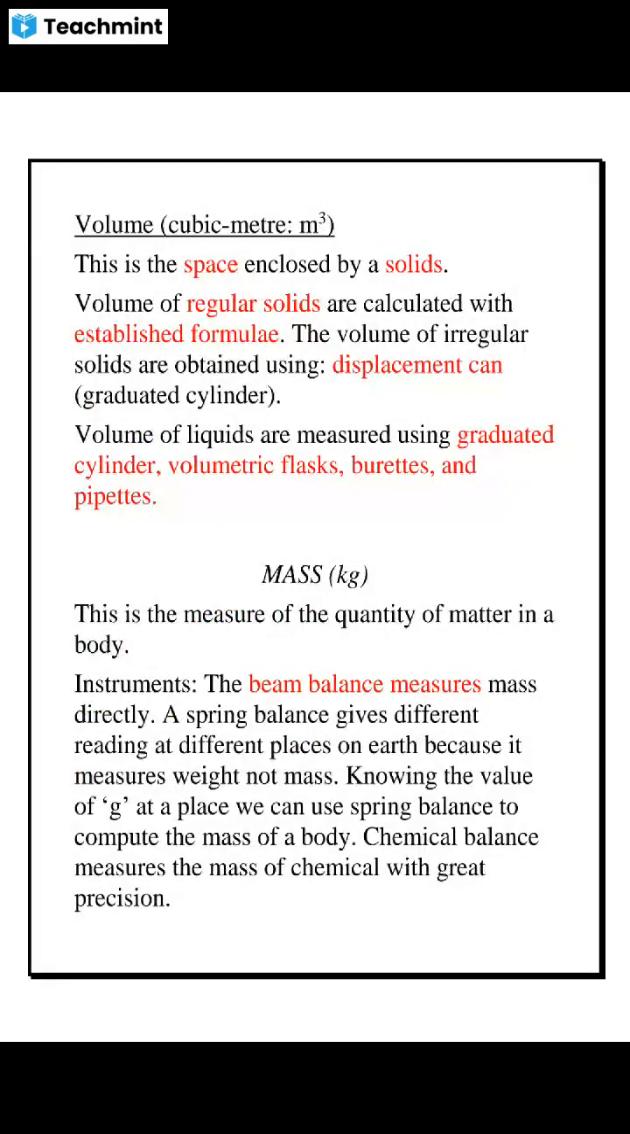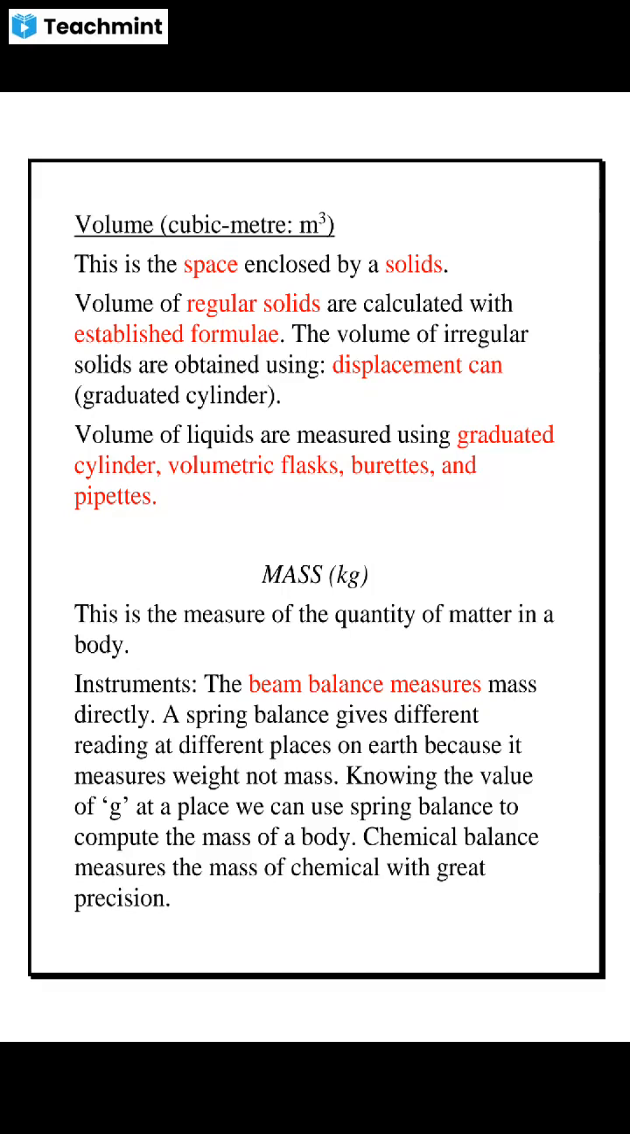Volume is the space enclosed by a solid, that is, a three-dimensional shape. Volumes of regular solids are calculated with formulae that are already established. For example, the volume of a cuboid is calculated using length times breadth times height. The volume of a cylinder is calculated using pi r square h. So for all regular solids, we already have formulae for calculating them.